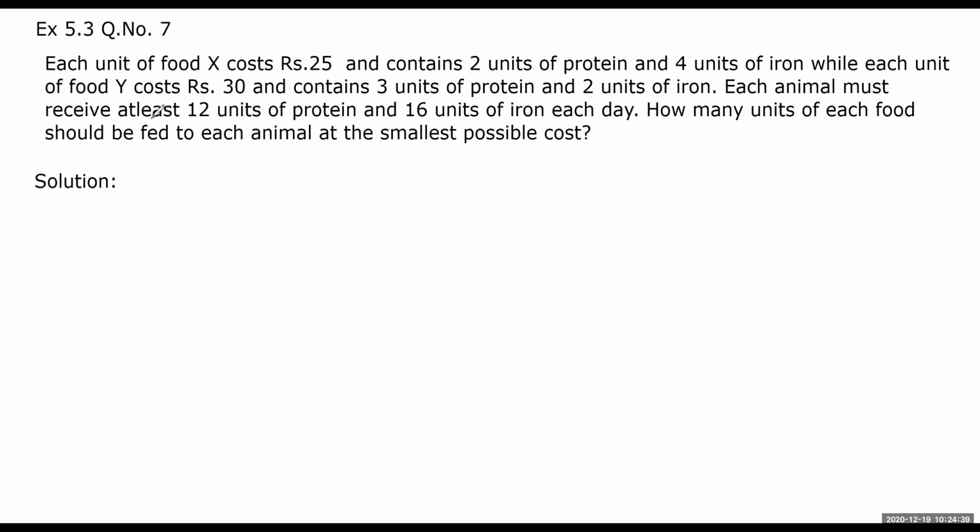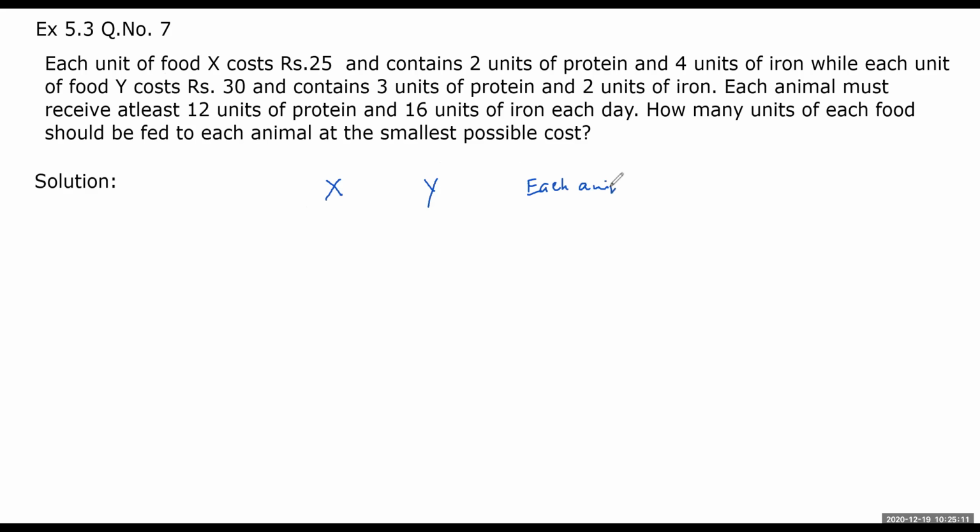Let's first of all write the given information in the form of a table so that we can find the inequalities and the cost function easily. We are given two types of food. The first type of food is the food X and the second type of food is the food Y. Then we have been told what amount of protein and iron must each animal receive every day. So I'm going to write here that each animal must receive every day.